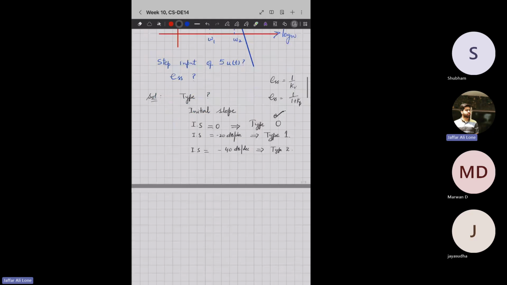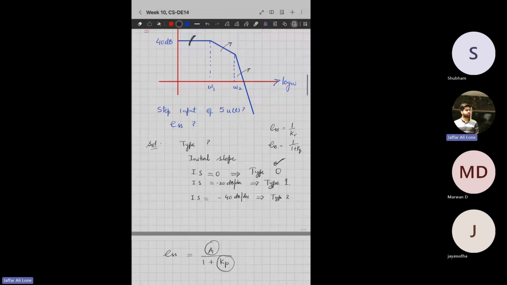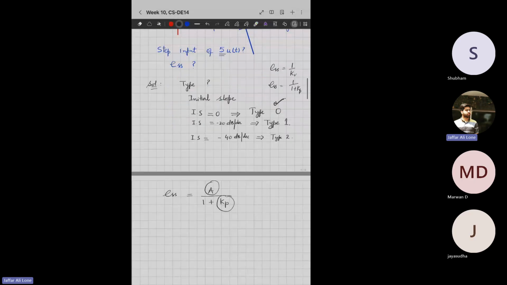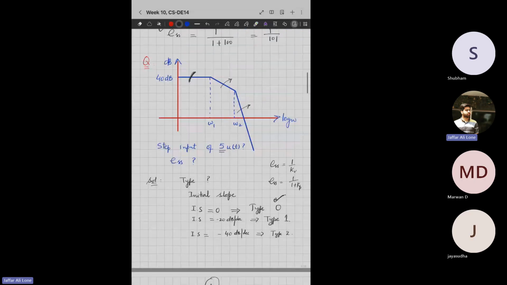Okay. So this is a type 0 system, because there is no initial slope. That means the formula you will use is steady state error equals A divided by 1 plus Kp. This A you have to find and Kp you have to find. Now this Kp is actually the K which you will find from the Bode plot, right? And this A is the magnitude of the unit step, which is 5 here.